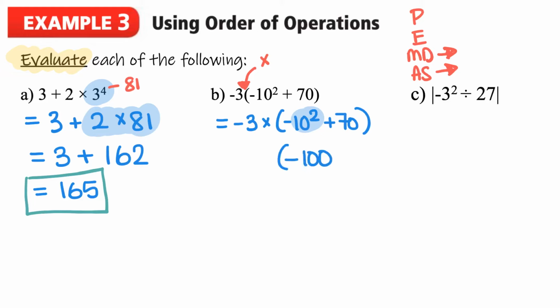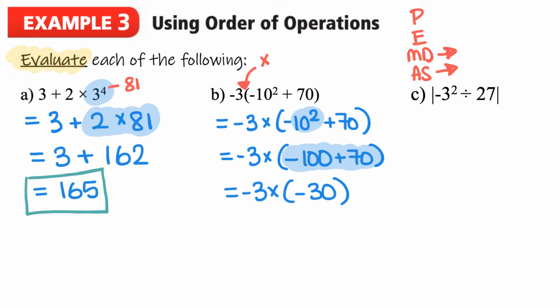So this becomes negative 3 times, in parentheses, negative 100 plus 70. Then we're going to do what's inside the parentheses, which is going to be negative 100 plus 70, which gives us negative 30. And we're going to multiply that by negative 3. And then negative 3 times negative 30 gives us 90. And lastly, for letter C.